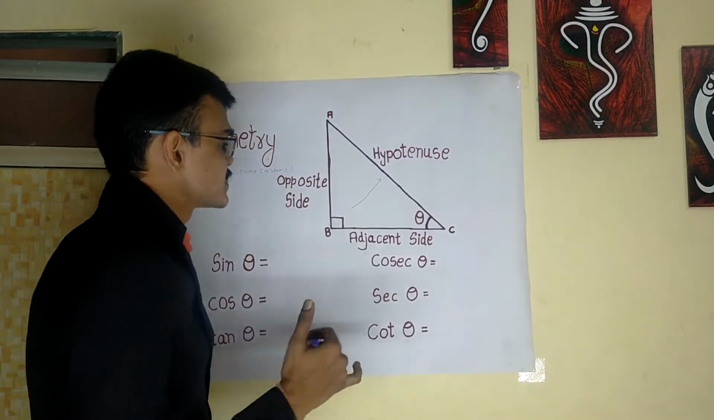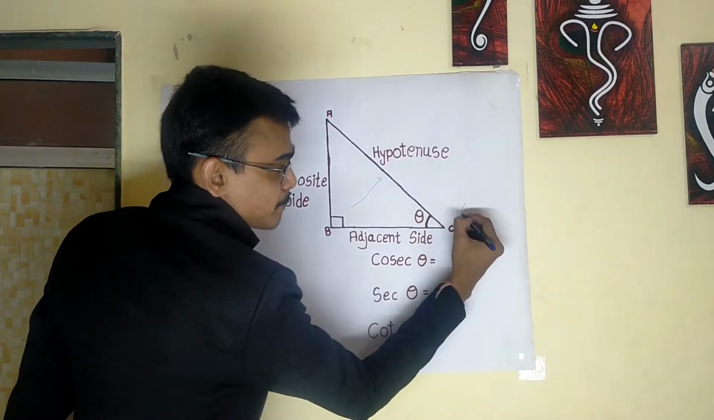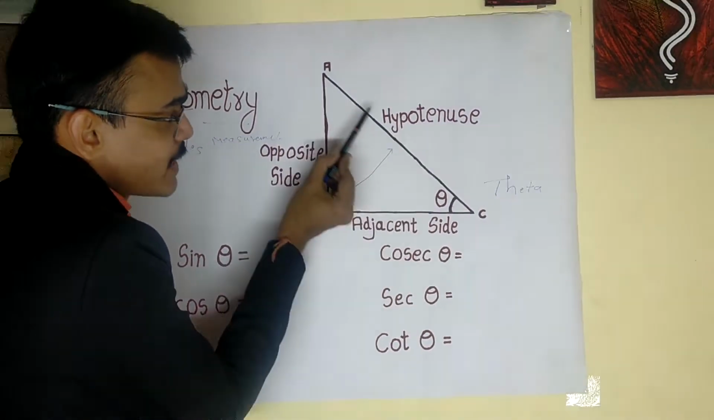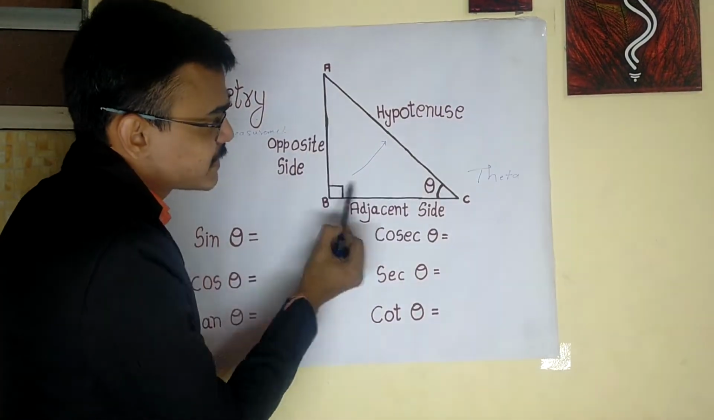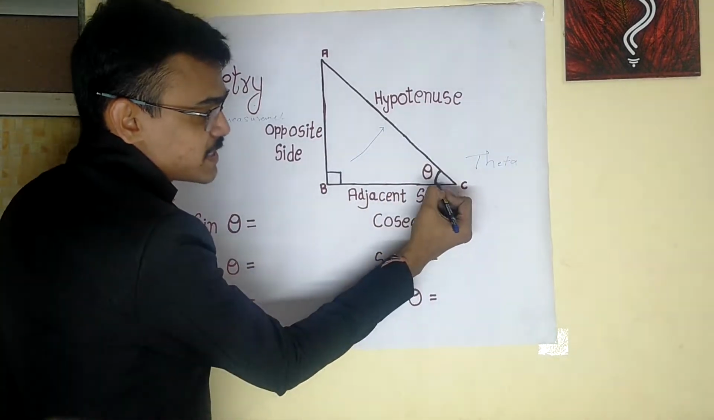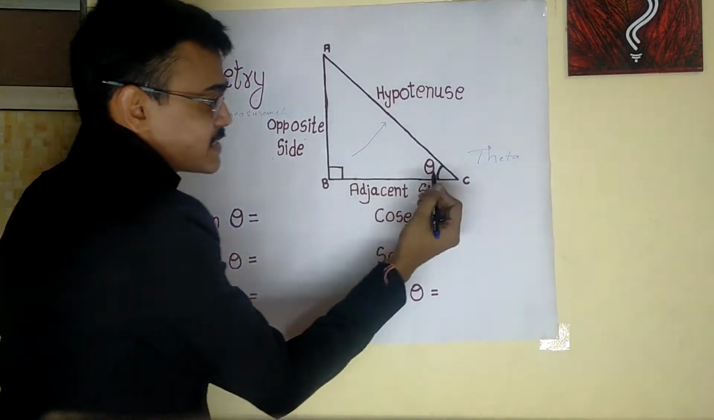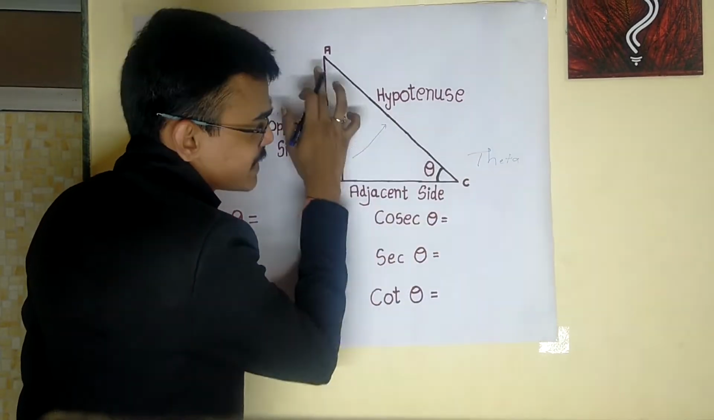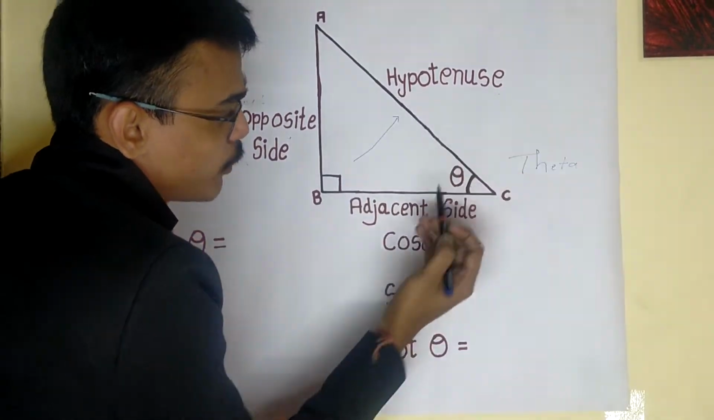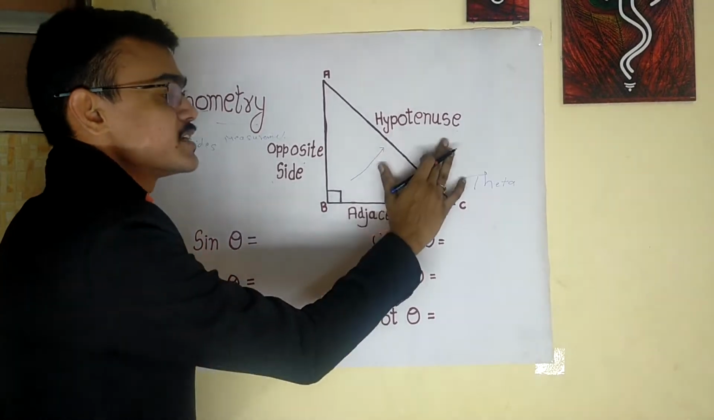Then let's consider this angle as theta. This symbol is called theta. The triangle has three sides, out of which we have already named one as the hypotenuse, so two sides are left. If I consider this angle, this side is opposite to this angle, so we call it the opposite side. This angle is made up of these two lines AC and BC. As we have already named the hypotenuse, we will name this side as the adjacent side. This is how we decide which is the opposite side, which is adjacent, which is hypotenuse.